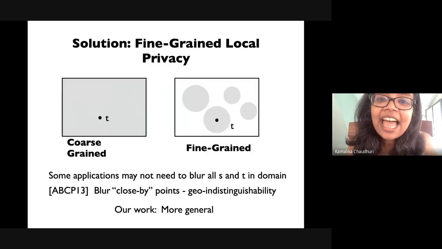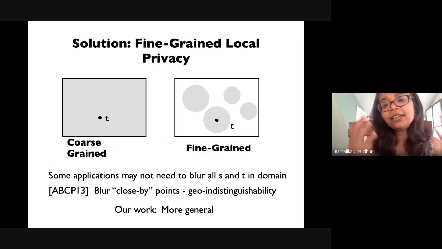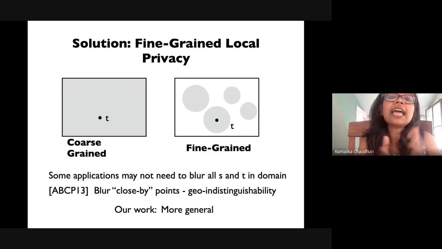Right? And so one of the things that we've been thinking about is, can we get finer grained local privacy? This is something we've been experimenting with. So how could finer grain help? Well, the intuitive idea is, this is coarse grained local privacy. If you look at the figure on the left, all T in the domain are just blurred, right? And so this needs a lot of noise.